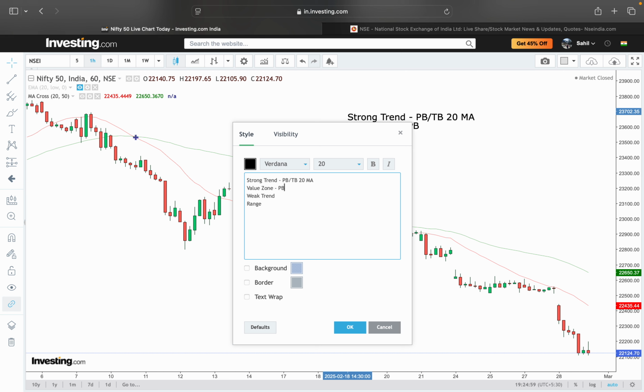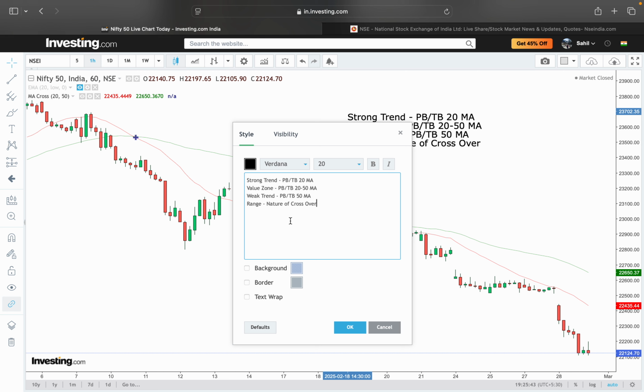Value zone means that the pullback or the throwback has happened between the 20 and the 50 moving averages. A weak trend means that the pullback or the throwback, where a pullback means a corrective move in an uptrend and a throwback means a reactive move in a downtrend, has been up to the 50 moving average. A range is basically when the pullback and the throwback has far exceeded the 50 moving average, and the moving averages are now going to change the nature of crossover.